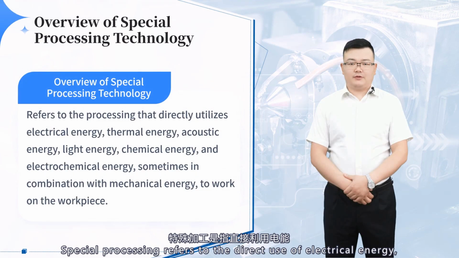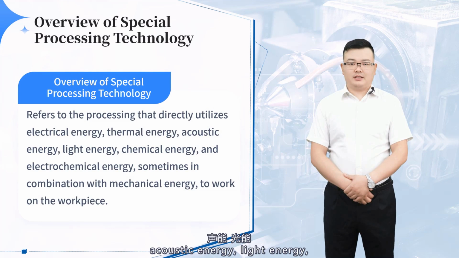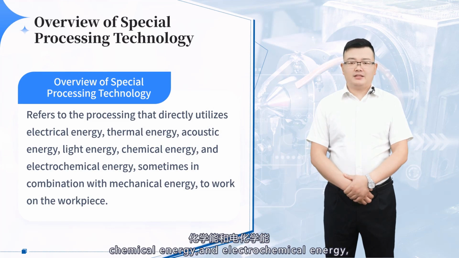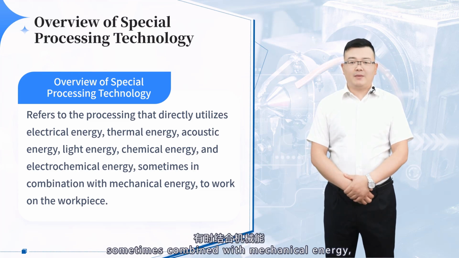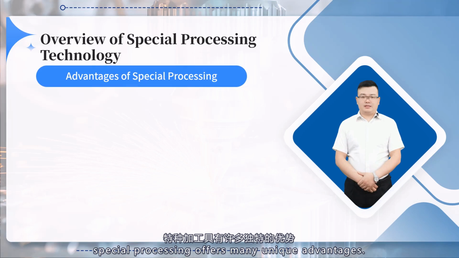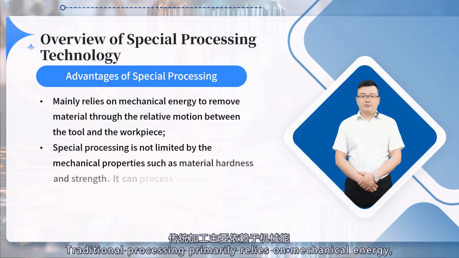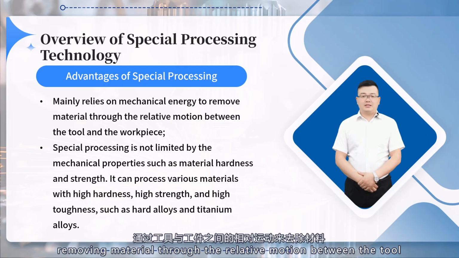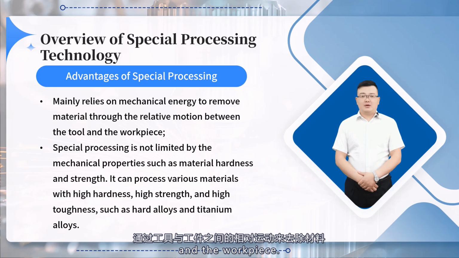Special processing refers to the direct use of electrical energy, thermal energy, acoustic energy, light energy, chemical energy, and electrochemical energy, sometimes combined with mechanical energy, to process workpieces. Compared to traditional metal cutting processes, special processing offers many unique advantages. Traditional processing primarily relies on mechanical energy, removing material through the relative motion between the tool and the workpiece.